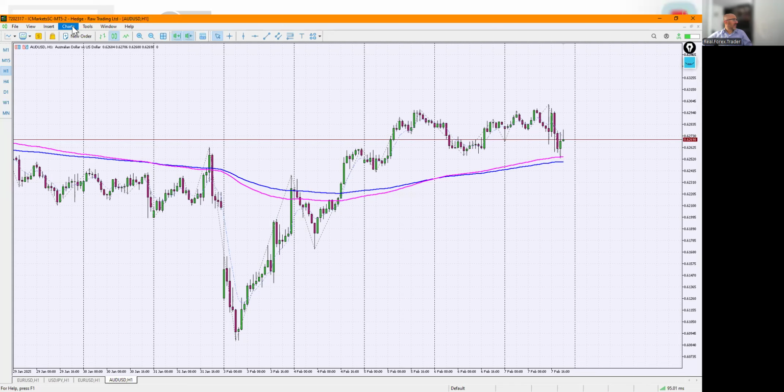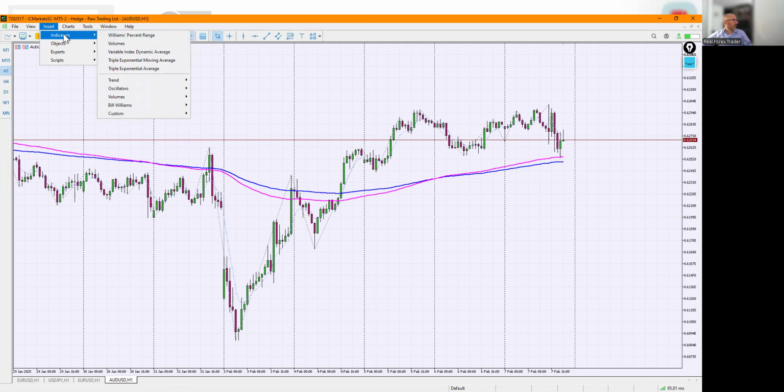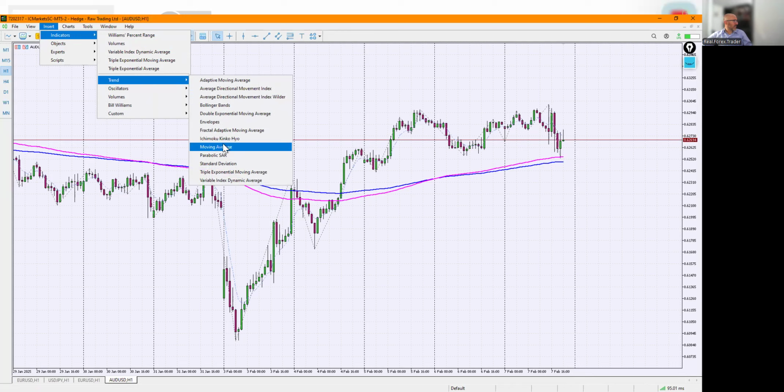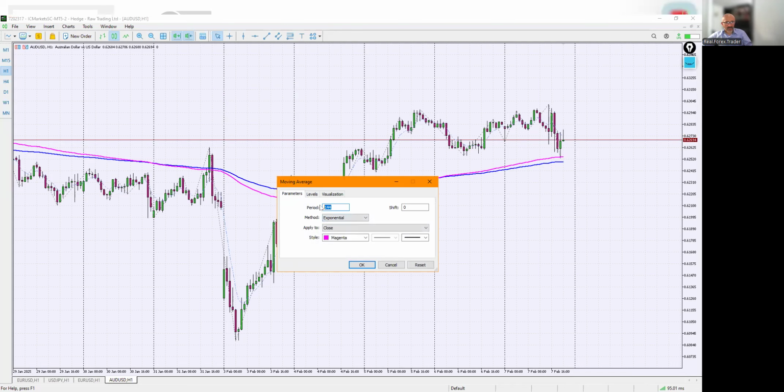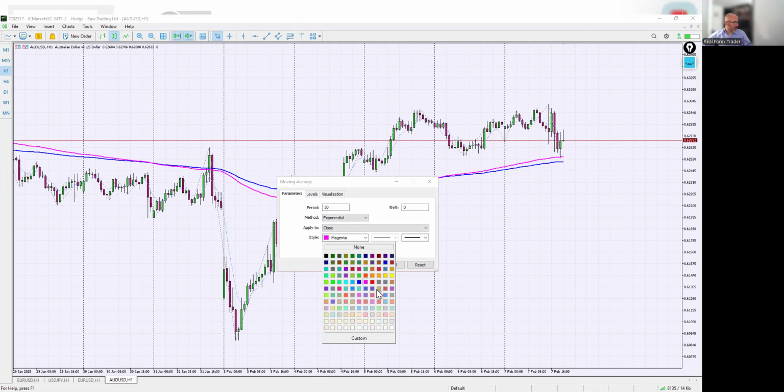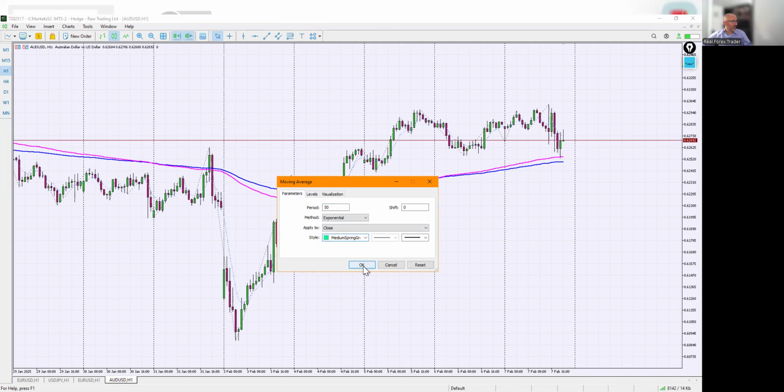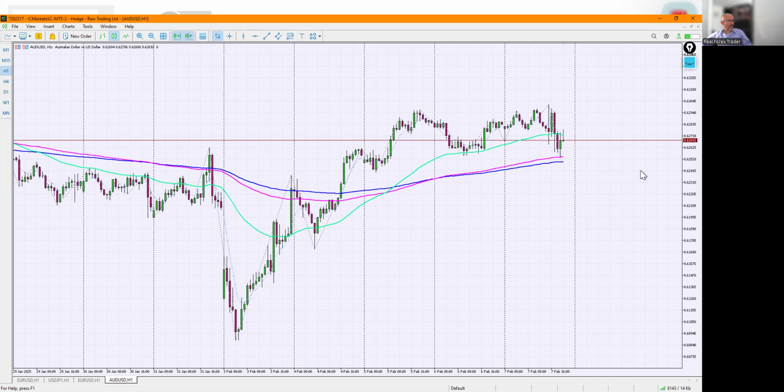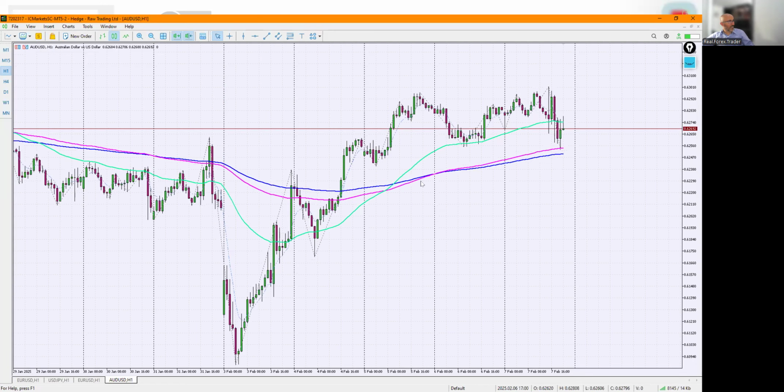All right, that's 200 and 144. Let's set the final EMA. Say, for instance, it's going to be 50 periods, and the color, say, is this green. All right, that's it, okay? So I can observe in here three different exponential moving averages in the same chart. What is the purpose of doing this?